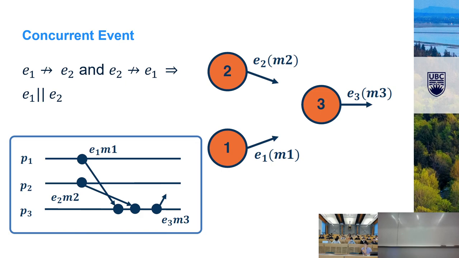It means that it has a happens before relationship. Happens before is a very strong relationship. This happened, then this happened. And I know that. And I'm going to call that a causal relationship.